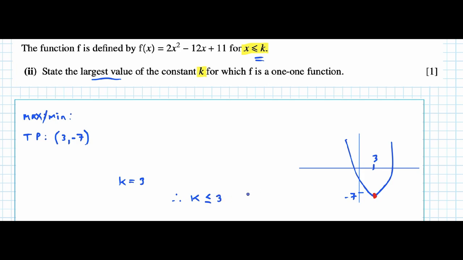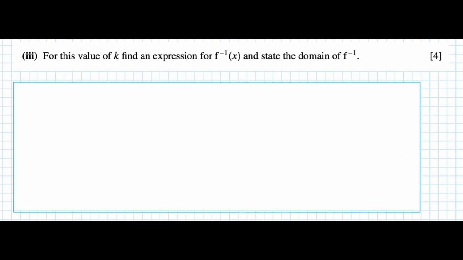So k equals 3, but just be careful here. X was less than or equal to k, so k is less than or equal to 3. So we're looking at the left part of the graph from 3 over, because it's one-to-one, cutting the graph vertically. So for this value of k, find the inverse and its domain.